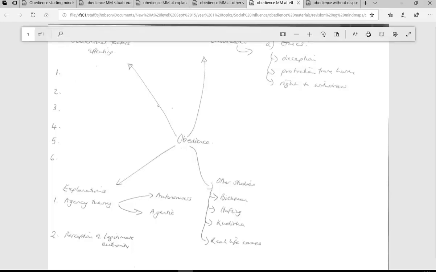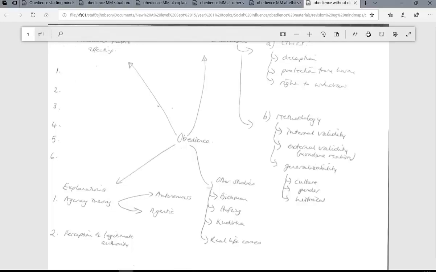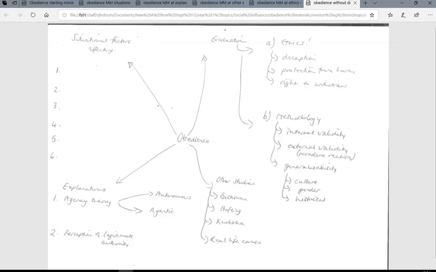So our next mind map area is the other evaluation in terms of methods, methodology. So occasionally you'll see an exam question that talks about the ethics and the methodology discussion of both of those areas. So we're going to hone in here on internal validity, external validity, and within that, mundane realism, generalizability. Okay.